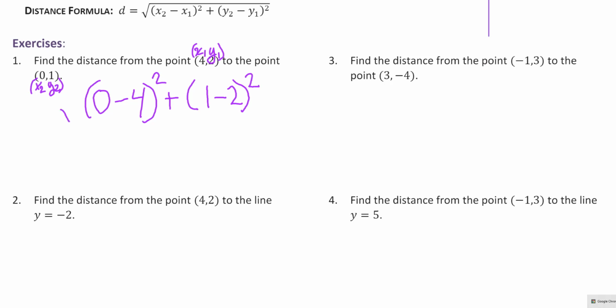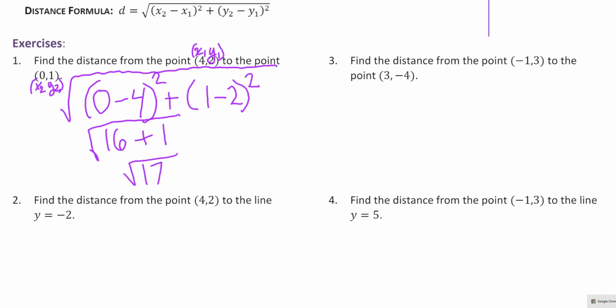And the distance formula requires that we take those values and we take their square root. All right, so 0 minus 4 is 4. 4 squared is 16. 1 minus 2 is negative 1. Negative 1 squared is positive 1. So I have the square root of 16 plus 1, which means this has a distance of the square root of 17 units.